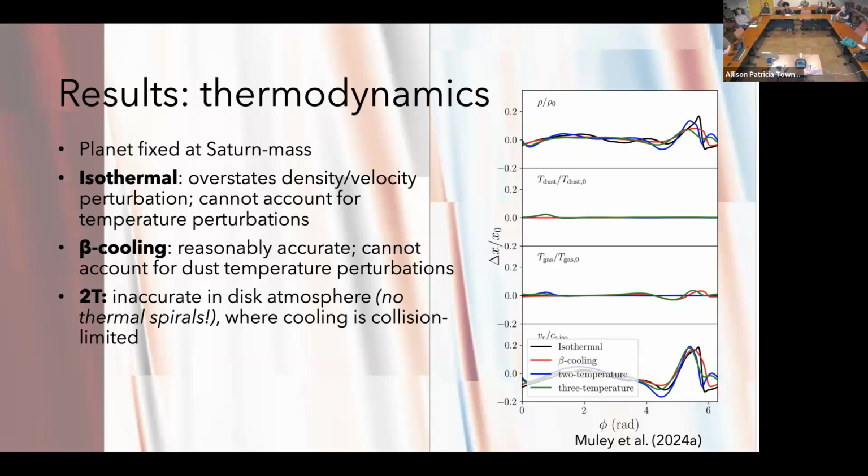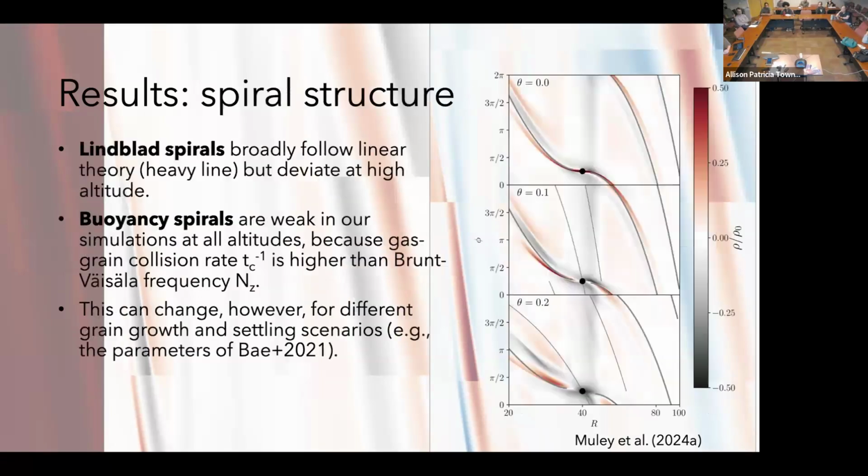And it becomes more apparent in a 2D cut, which you'll see shortly. Now, some of the results for spiral structure. Just briefly, I can talk about buoyancy resonances, which are another kind of spiral which can appear in disks. The Lindblad spirals generally follow linear theory in the midplane. They deviate at higher altitude.